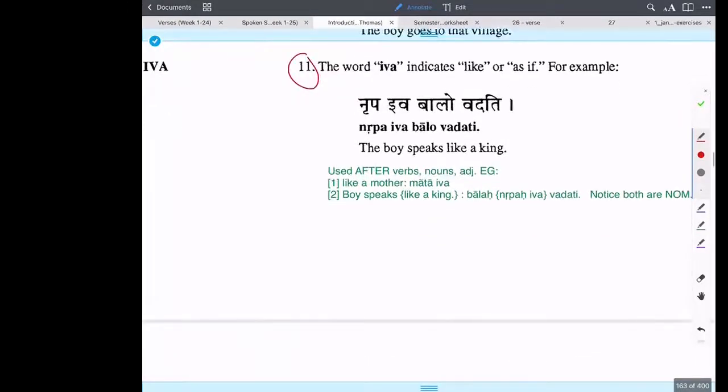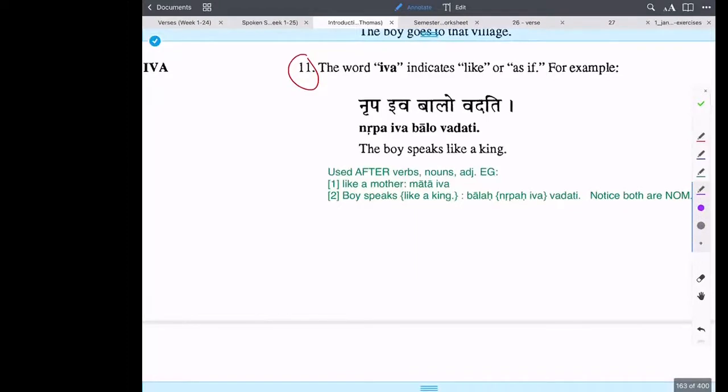Okay, what you have to remember about this word is, if you say like a man, notice how in English first the like comes and then the man comes. In Sanskrit, this is reversed. The man will go first and then like second. So like a man, English, Sanskrit will be man like. Like an army, Sanskrit, army like.